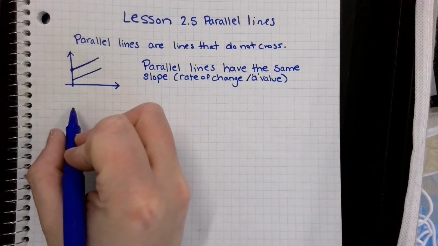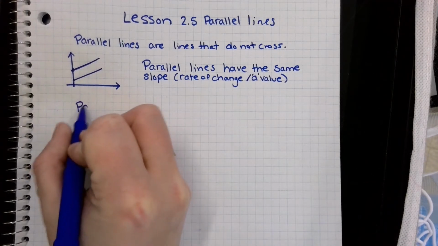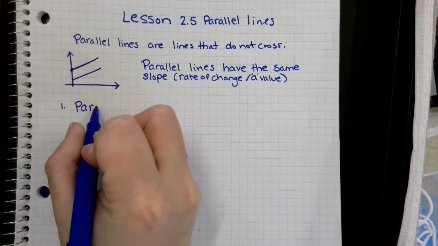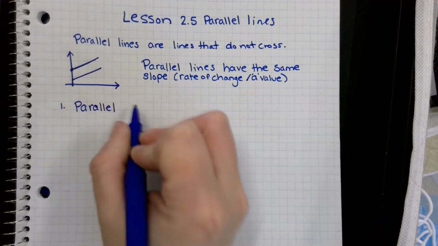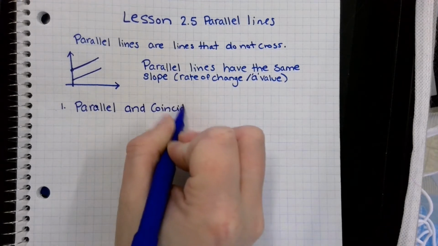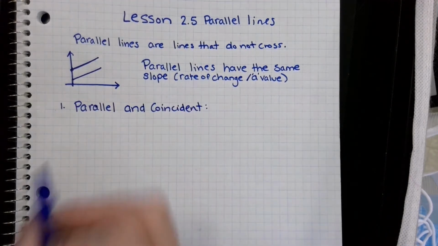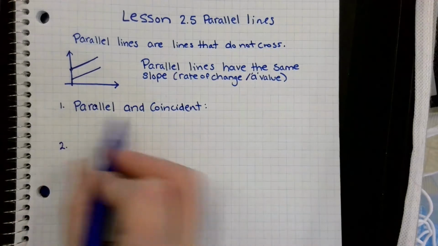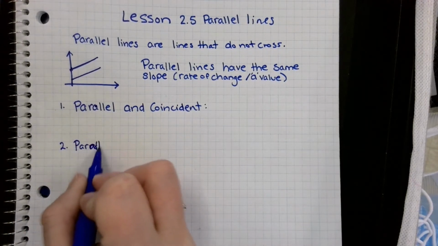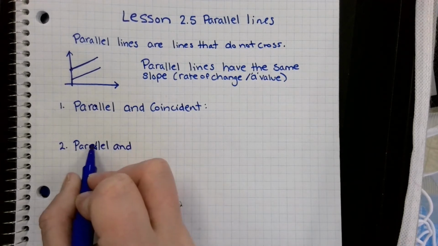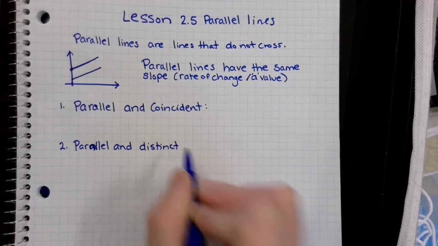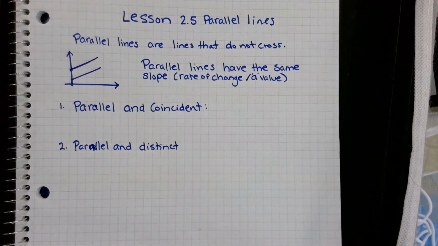There's two types of parallel lines that we're going to deal with. And we'll talk about both. We're just going to give yourself a bit of room. Parallel and coincident, and parallel and distinct. So we'll talk about what each of those terms mean.